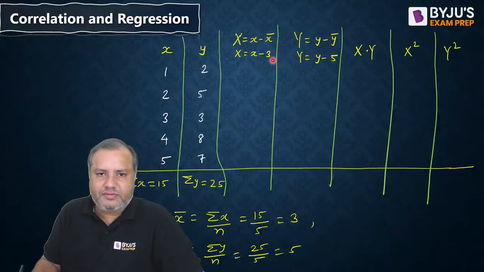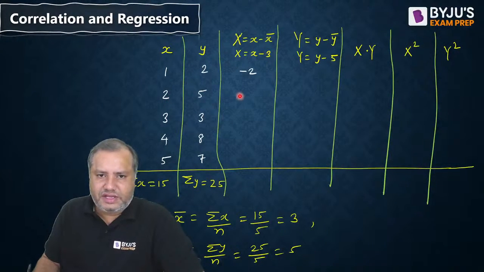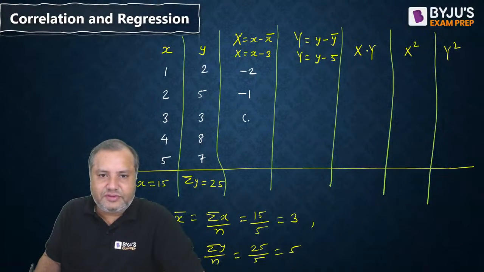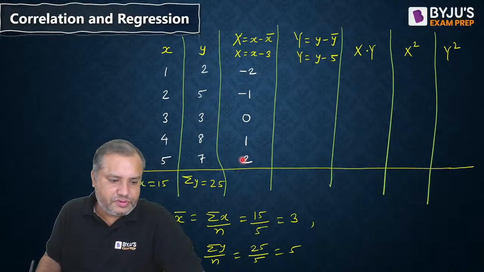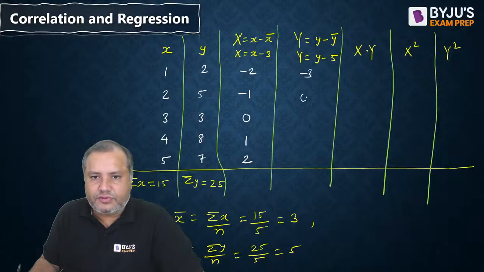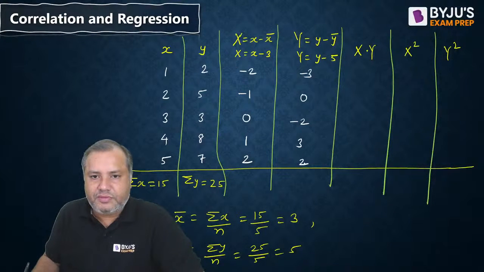X minus 3: 1 minus 3 will be minus 2, 2 minus 3, minus 1, 3 minus 3 will be 0, 4 minus 3, 1, 5 minus 3, 2. Then Y minus 5. Values of Y are here. 2 minus 5, minus 3. 5 minus 5, 0. 3 minus 5, minus 2. 8 minus 5, that will be 3. 7 minus 5 will be 2.